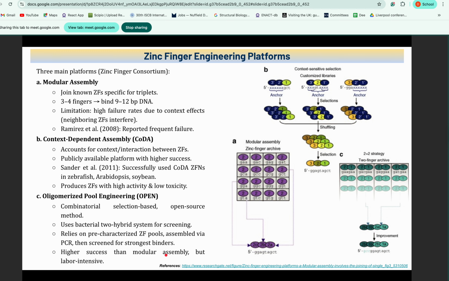So in modular assembly, we are simply joining them. We are not looking at whether it is binding or not. It is simply joining them together. In context dependent, we are also looking at which site we want to bind, and then we are joining it. Whereas in the case of oligomerized pool, we are seeing which one is specifically, strongly binding to the target site. So this is OPEN, and it has higher success than the modular assembly, but because we are looking into so many parameters, it is time consuming.